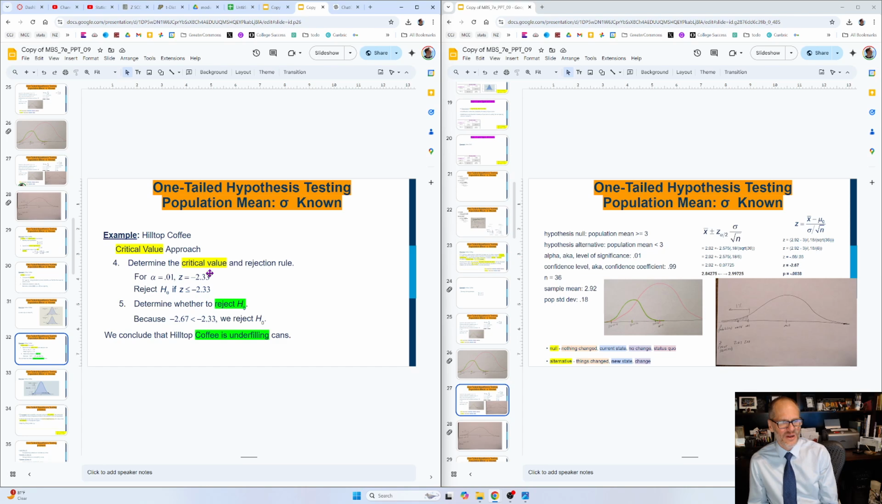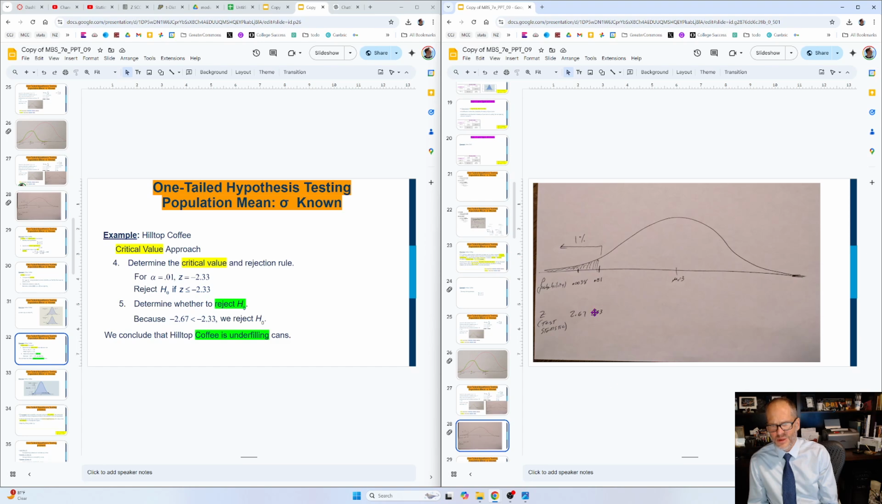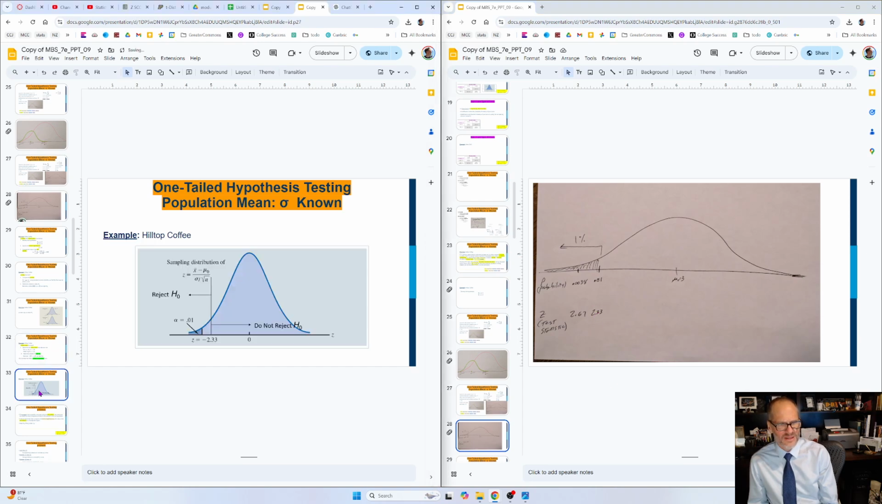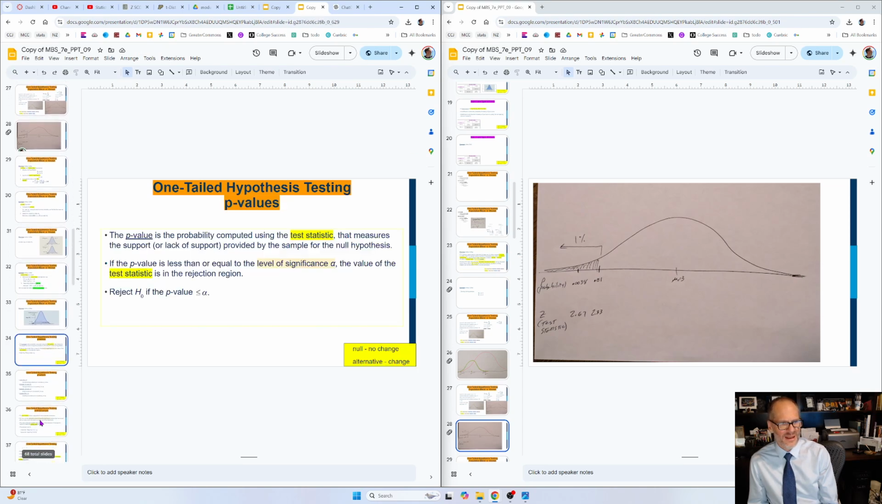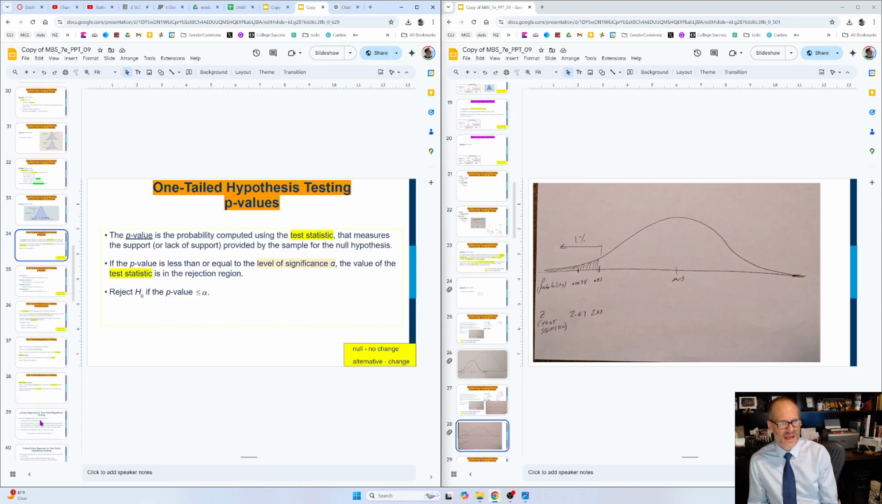And then there's the critical value, and that's the 2.67 versus 2.33. So likewise, we came up with that 2.33 right there, right? But they're the same approach. And I also don't really care for this graph because it's just not clear to me. It's okay, but it could be better. So that's the one-tailed hypothesis testing p-values.